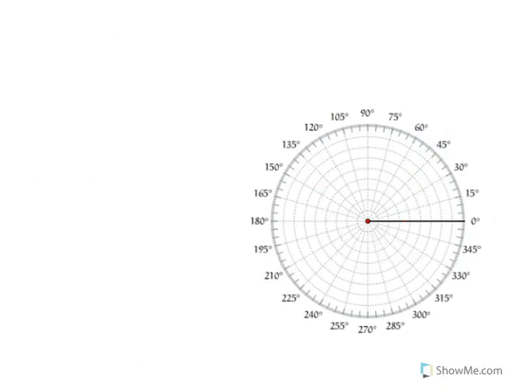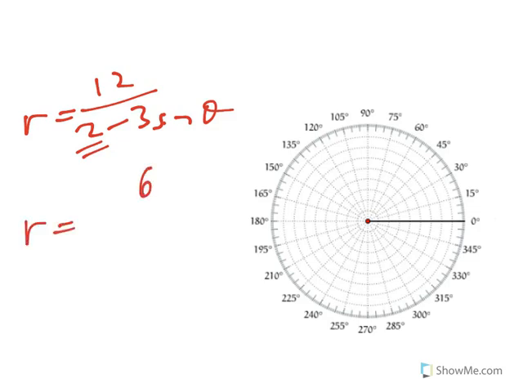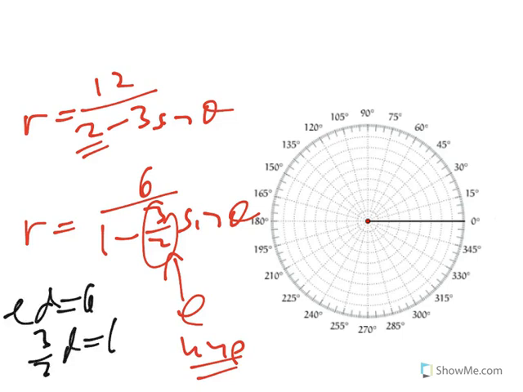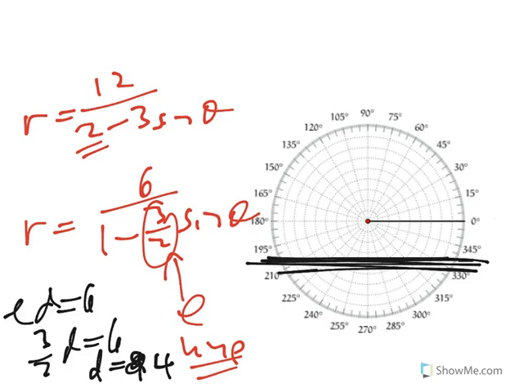There's actually 2 more questions, I think. How about this one? r equals 12 over 2 minus 3 sine theta. I don't want that 2 there, so I divide everything by 2. 1 minus 3 halves sine theta. That's my eccentricity. This is a hyperbola. ED equals 6. That's 3 halves D equals 6. So D ends up equaling 4, which is down here. And we know it's a hyperbola.